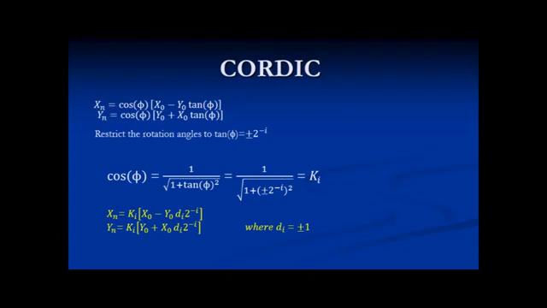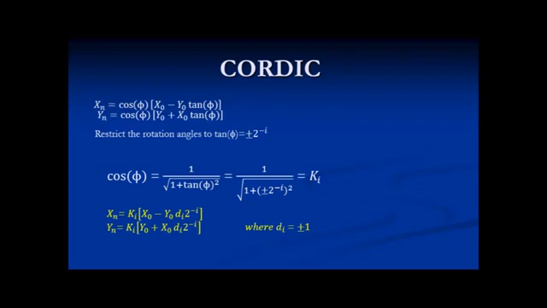Then let's slightly change the last set of equations to reflect if we rotate by a positive angle or a negative angle of 2 to the minus I. I'll use the variable d sub I in the multiplication, whose value is plus 1 for positive angles and minus 1 for negative angles, assuming the maximum rotation in either direction is 45 degrees or less.